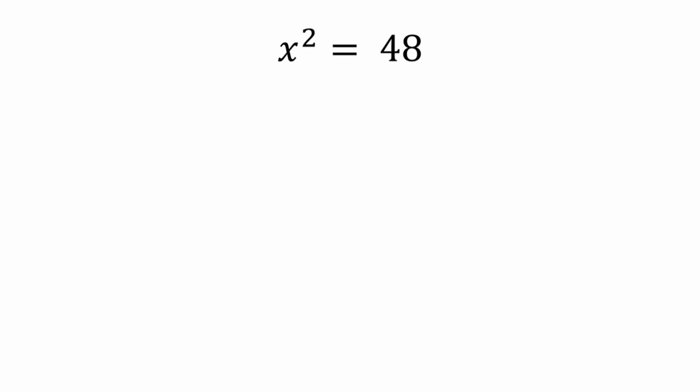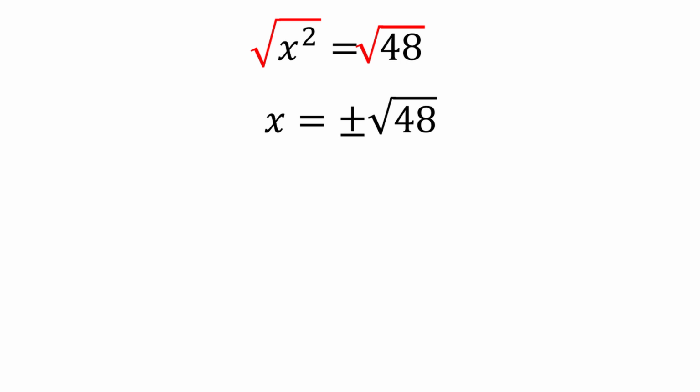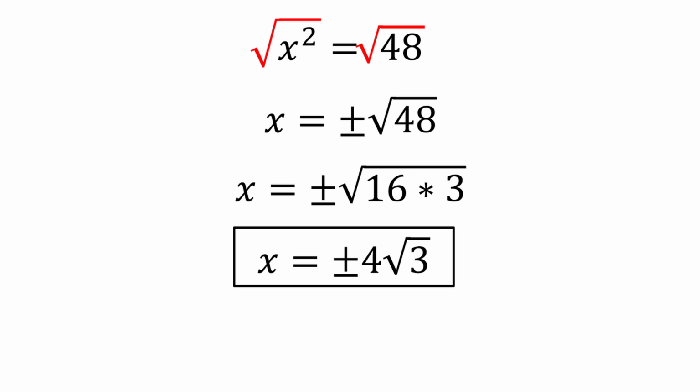Let's try x squared is equal to 48. Taking the square root on both sides, we have x is equal to plus or minus the square root of 48. We can break the square root of 48 into a product involving a perfect square. 48 is the same thing as 16 times 3. The square root of 16 is just 4, so this can be rewritten as x is equal to plus or minus 4 times the square root of 3, which is our final answer.